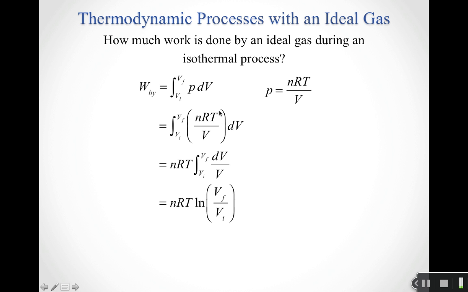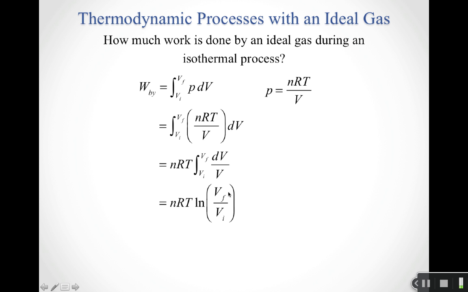Again, n, R, and T for an isothermal process are all constant, assuming that we're not changing the amount of gas that we have. And so nRT gets pulled out, and we're left with the integral of dV over V, which we know is just the natural log. It gets evaluated at the endpoints. And so here's the expression for the work done by the gas. The work done by the gas along an isotherm, again, this is only applicable along an isotherm, is nRT times the natural log of the final volume over the initial volume.